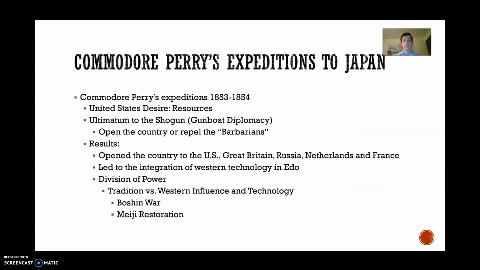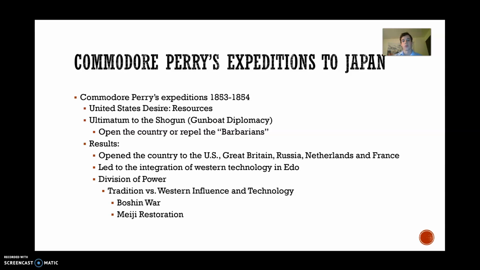So then, getting into Commodore Perry's expedition, Commodore Perry was sent over with 6 ships in 1853 by President Fillmore, primarily due to a need for natural resources, in particular coal. At that time, the United States was entering their industrial era, and they needed natural resources to fuel their industry. And Japan had a very rich supply of coal. So in 1853, Commodore Perry sailed 6 ships into Edo Bay and did what was called gunboat diplomacy.